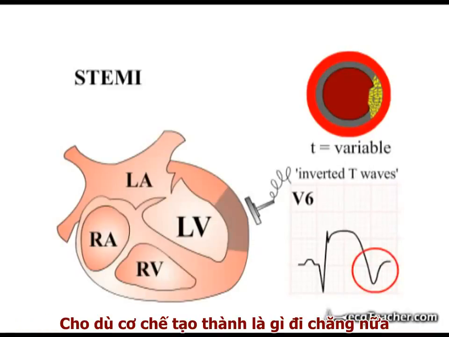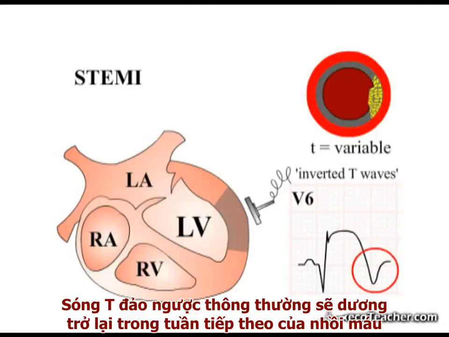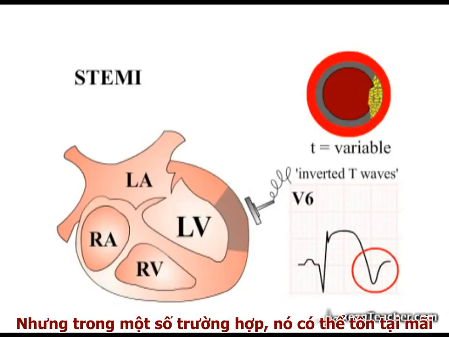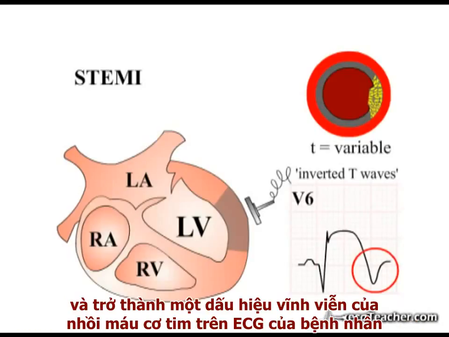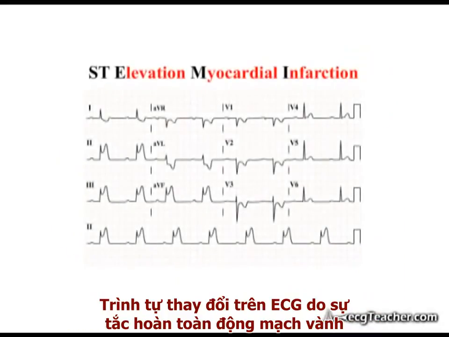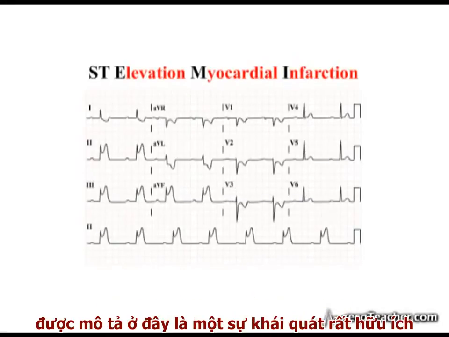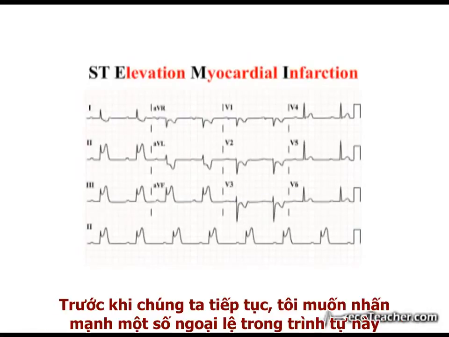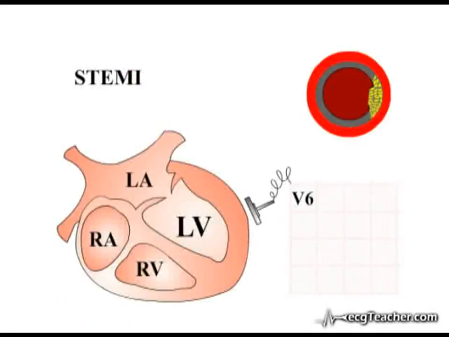Whatever the mechanism of their generation, flipped T waves generally return to the upright configuration in the week following infarction, but occasionally can persist as a permanent marker of the infarct on the patient's ECG. The sequence of ECG changes associated with complete coronary arterial occlusion described here is a useful generalization. Before we move on, we want to emphasize one of many variants on this sequence.